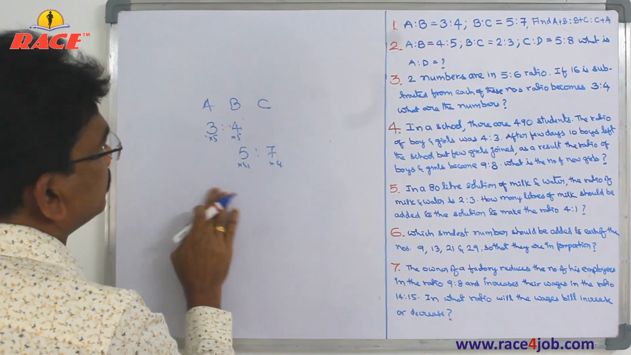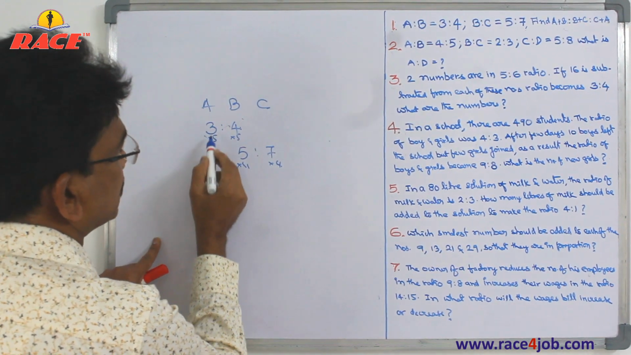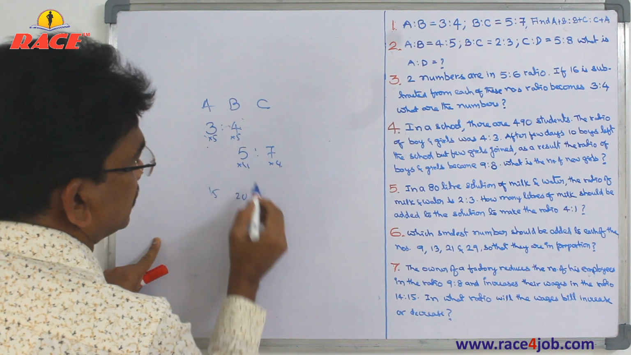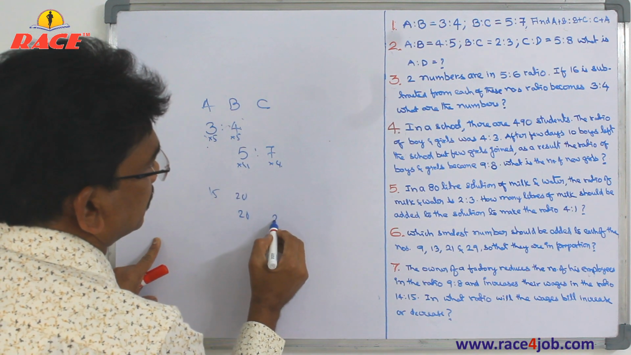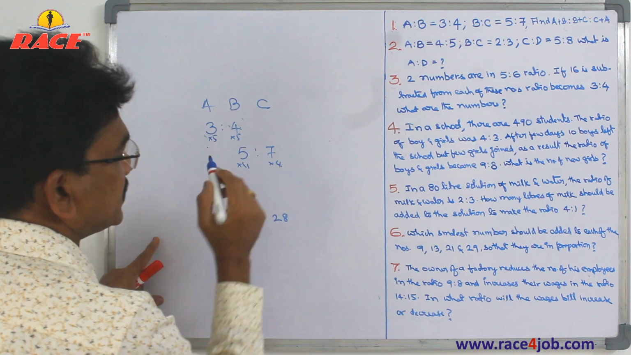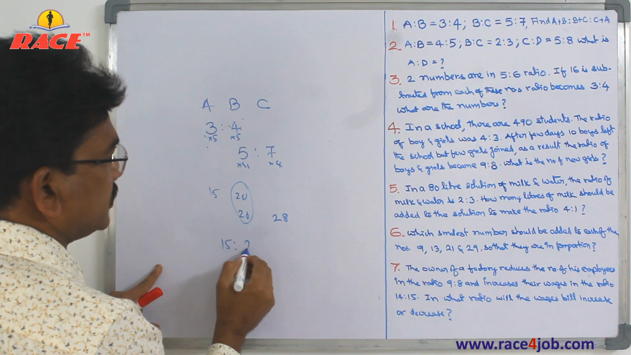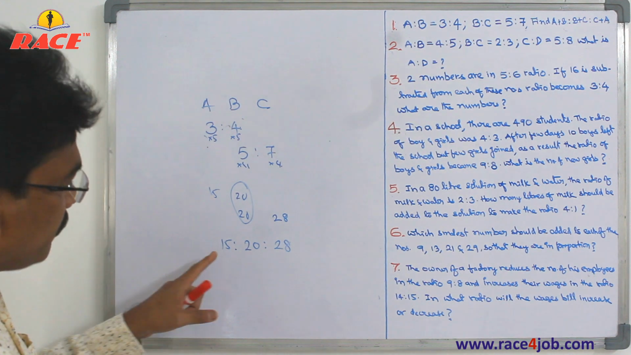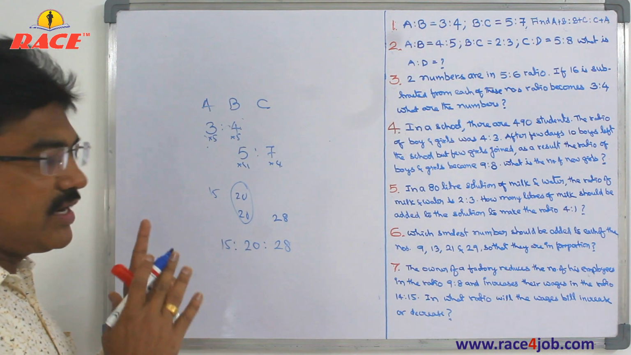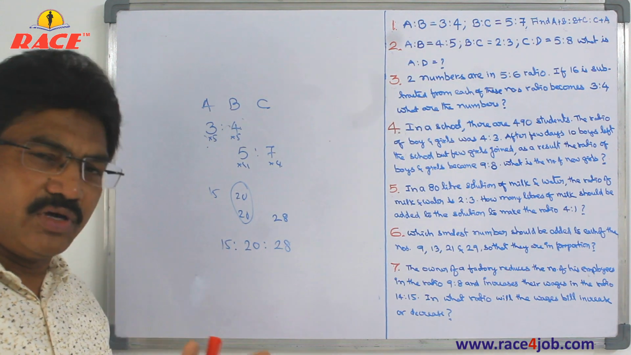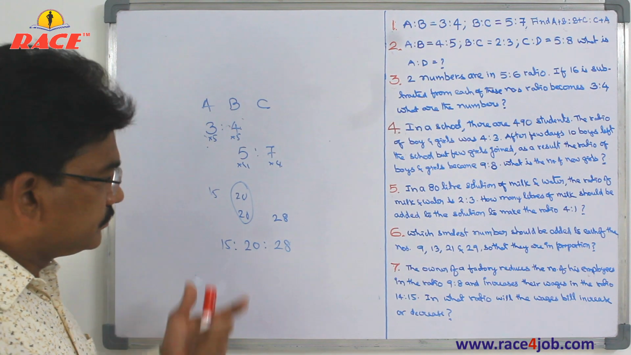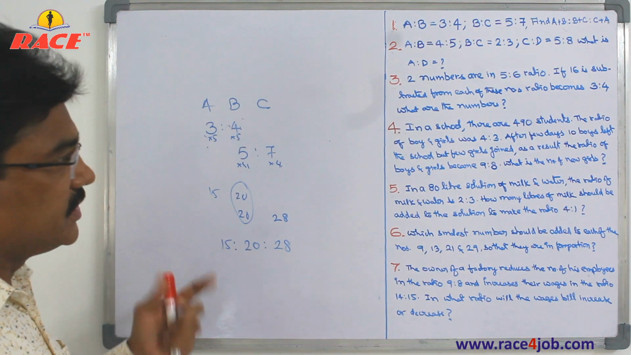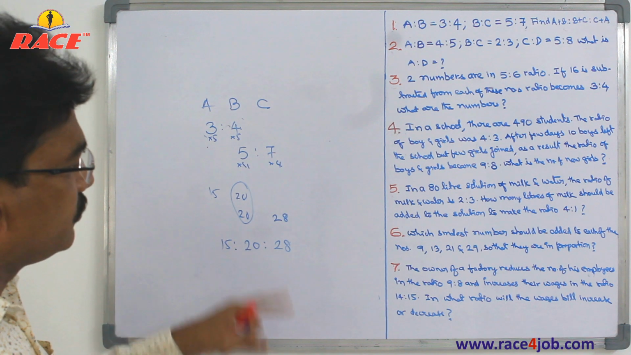And now I multiply this one by 4 and this one also by 4. What happened? This has become 15, this has become 20, and this is also 20. This is 28. Now these two are the same. So 15 is to 20 is to 28. This is quite simple compared to the other one. Whatever method you feel, but this is 15, 20, 28. Yes, we got A, B, C as 15, 20, 28.